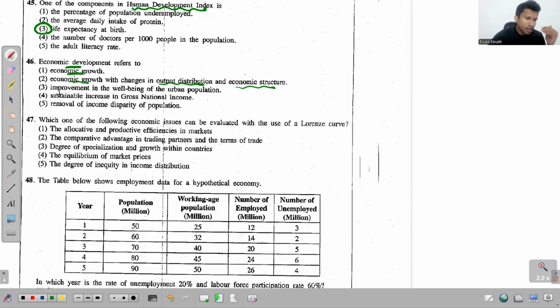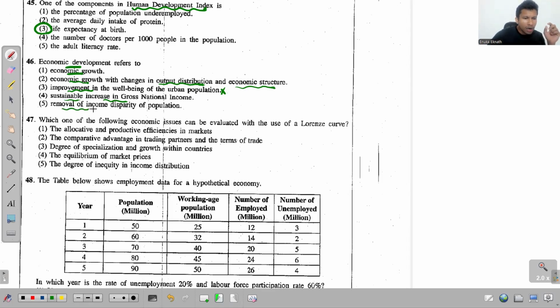Because the third one is simply ignorable. See now, it says improvement in the well-being of urban population. And is that development? See now, it talks only about the urban population. And anyone can understand that this is irrelevant. Fourth one, sustainable increase in gross national income. See, sustainable increase, I mean, that term is there, but then again, they just talk about the increase in GNI, which is again only quantitative.